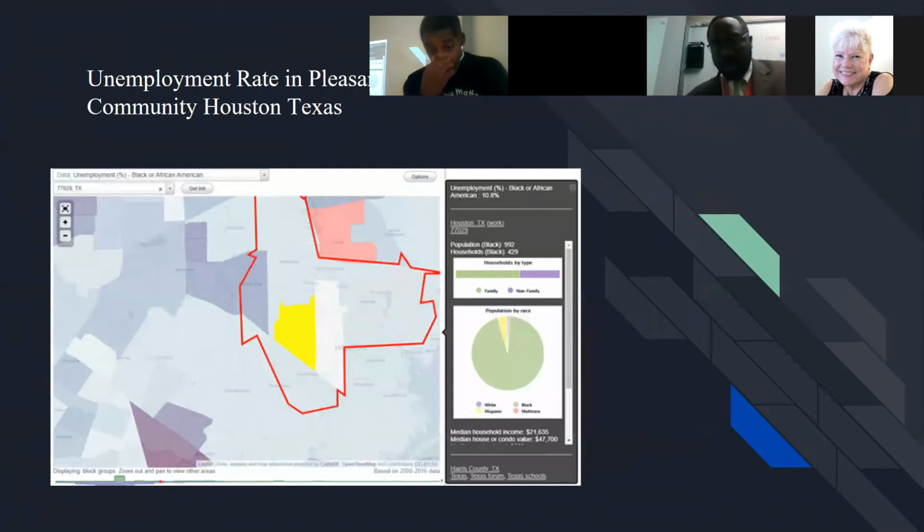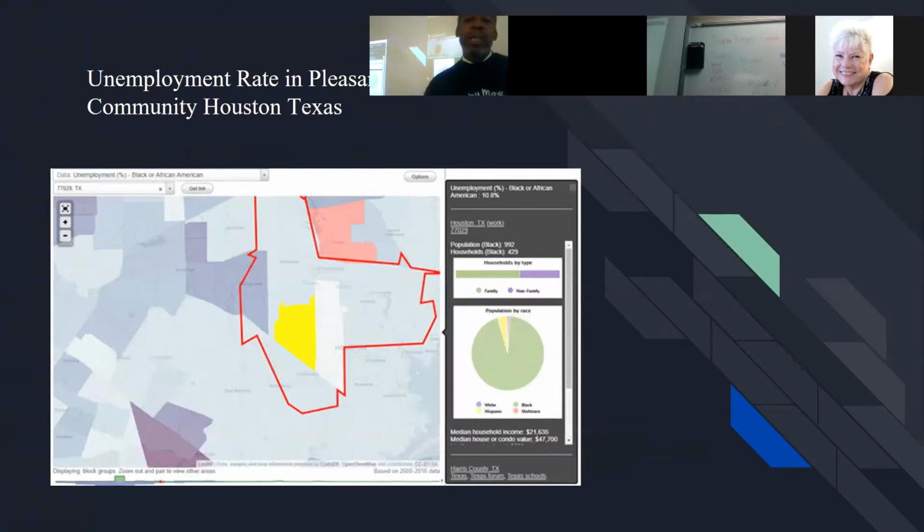Here is the unemployment rate for Pleasantville. So this is another type of data we can parse out. This is the unemployment rate for one census tract inside the bounds of the Pleasantville community. And as you can see, that tract is showing unemployment. This is unemployment specific to African Americans, and we are primarily focusing upon African American communities. So now we're looking at not just the unemployment rate in Pleasantville, but specifically African Americans in Pleasantville.